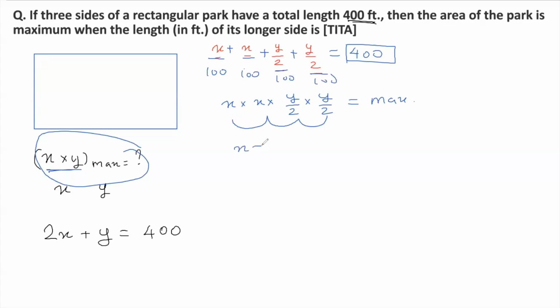So x will be 100. And if y by 2 is 100, y is nothing but 200. Naturally, when your area should be maximum, in that case, your larger side should be 200. Very easily, you get the answer 200 feet.